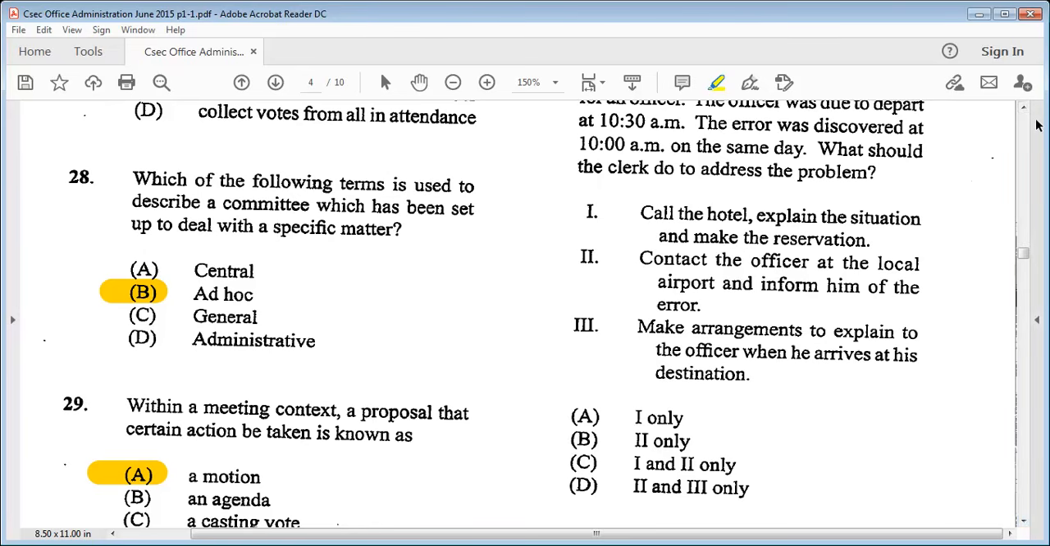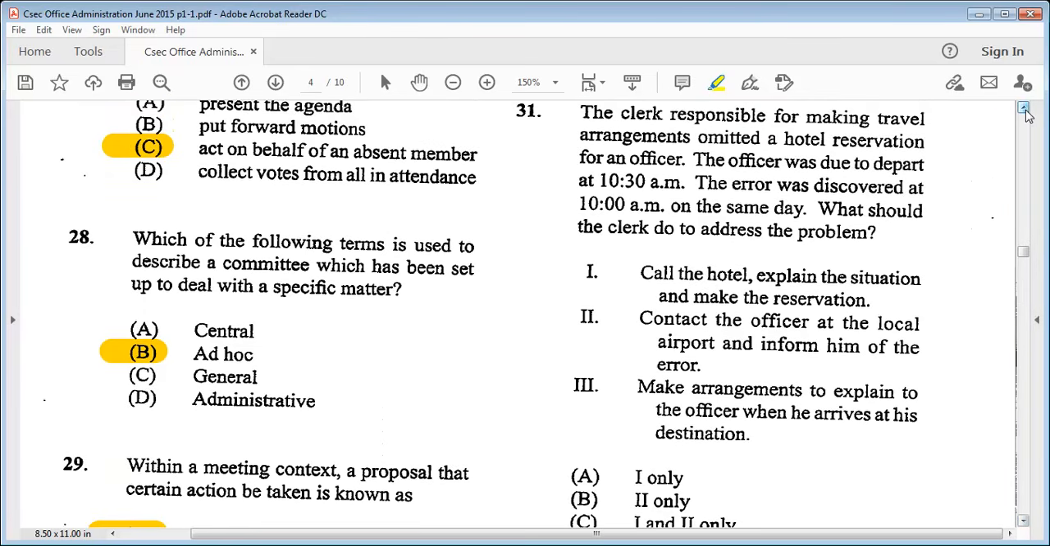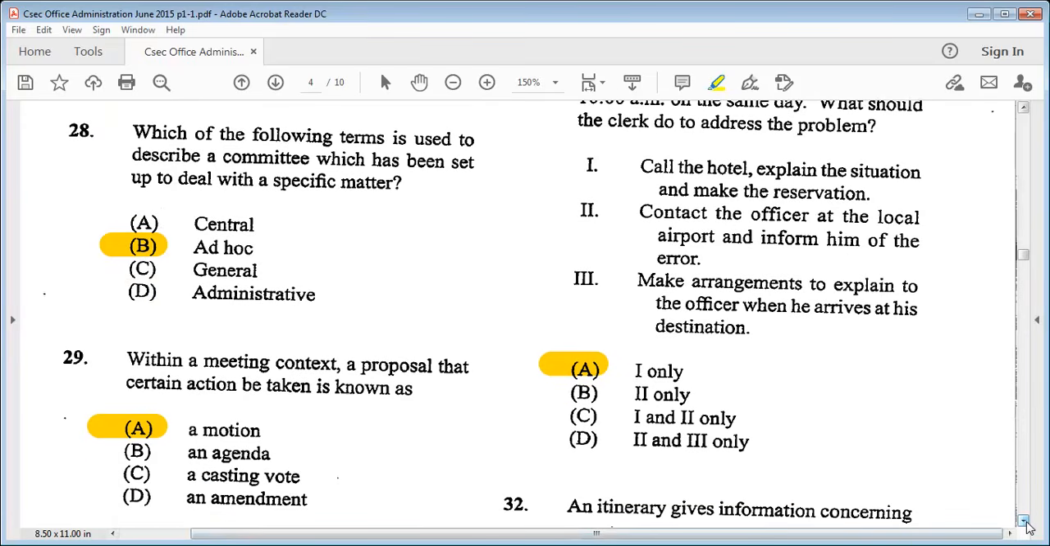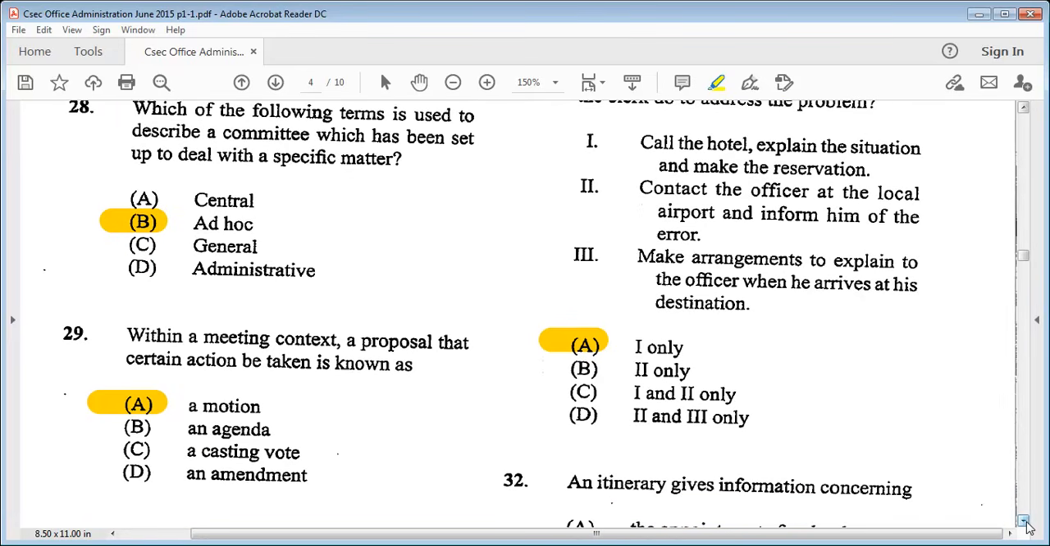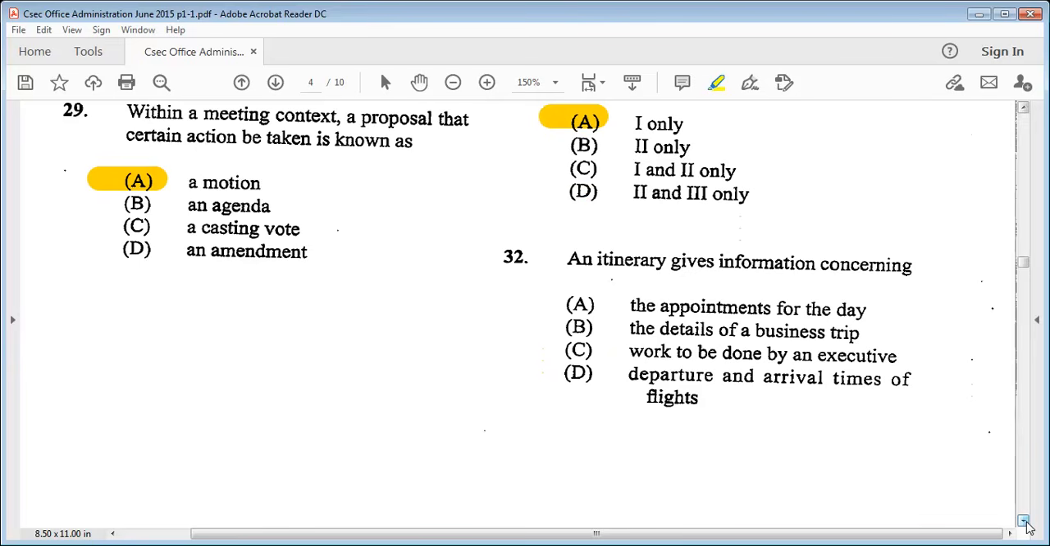So what would be your answer? What would you do? Well, we know it would be best to call the hotel, explain the situation, and make the reservation. Contacting the officer can only make the person become angry, and making arrangements to explain to him, that would be ruled out as well. So our answer is A. Let's go on to 32.